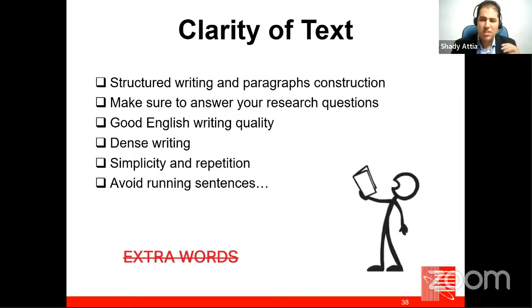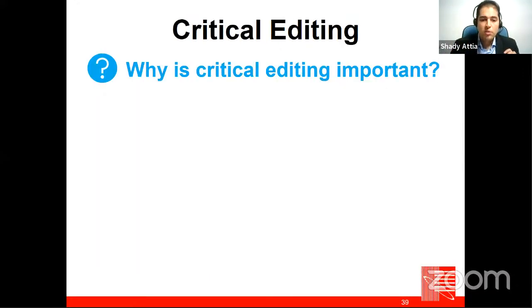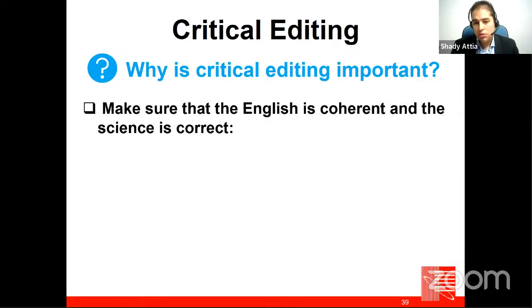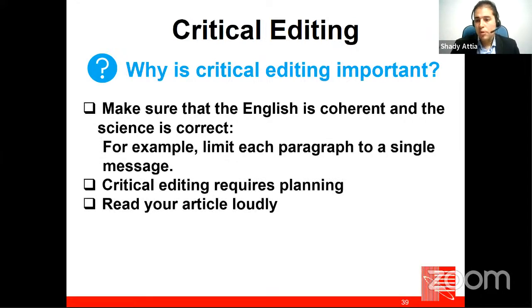Avoid run-on sentences. It is very common to have sentences that are very long and have two, three, or four meanings in the same sentence. In English, we write short sentences with one meaning or one idea per sentence. So make sure that you are respecting these best practices, and then invest also in critical editing. Critical editing is very important, because you need to make sure that your English is coherent, that the science is correct, and that the communication is correct. For example, you should limit the paragraph to a single message, and you need to do critical editing by asking maybe a peer to read the work.